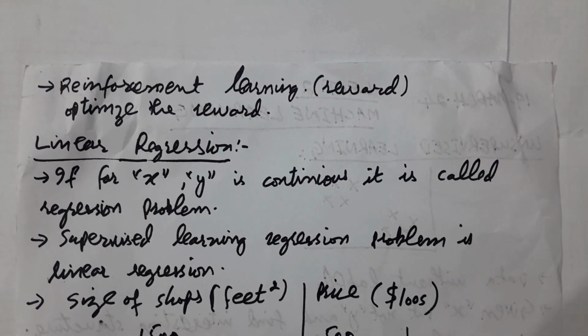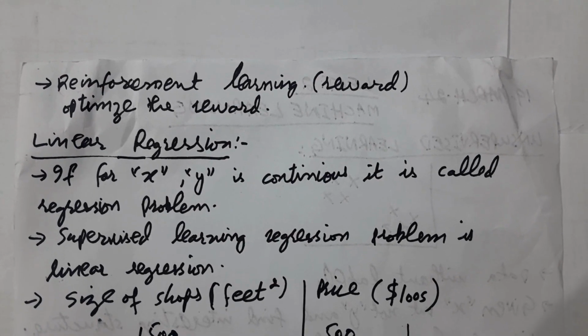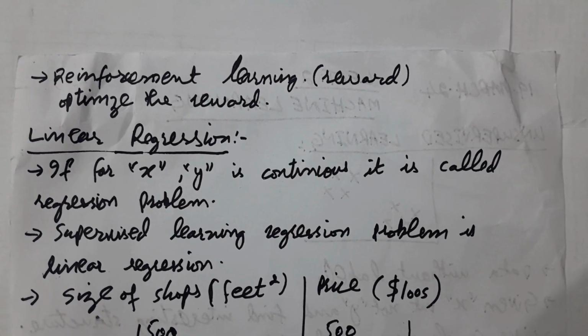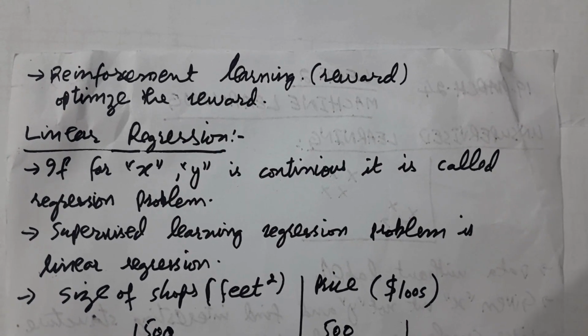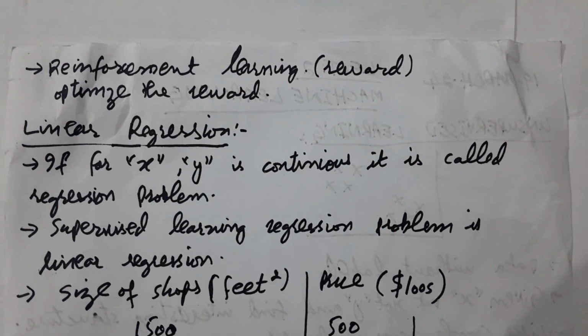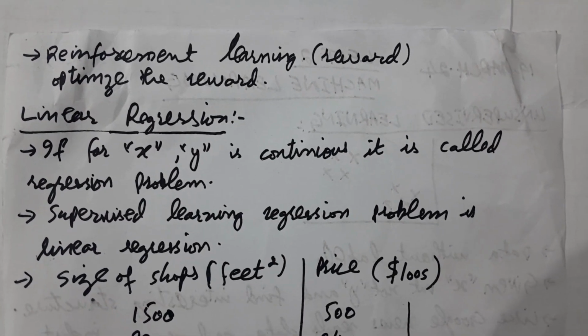I have briefly explained the reward in a previous video. Reinforcement learning works on the basis of reward. Optimizing the reward is the main task or objective of reinforcement learning. Next, we have to deal with linear regression.